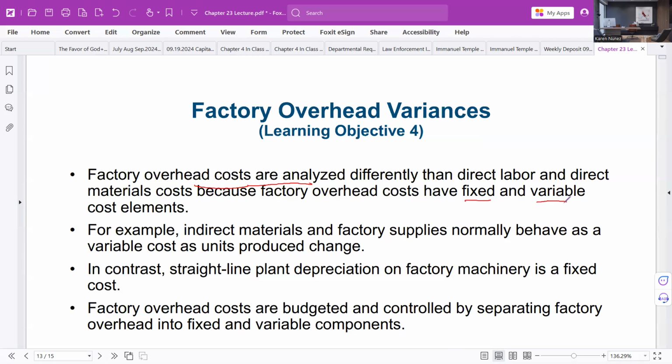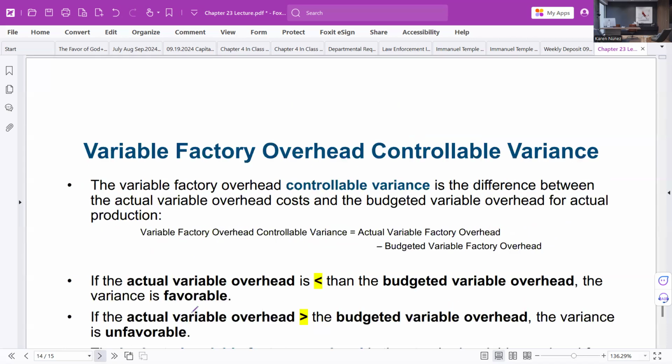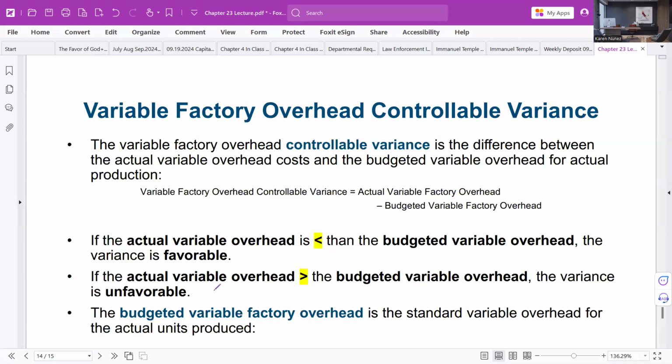So in order to analyze the factory overhead, we need to separate it into a fixed component and a variable component, and then analyze each one separately. The only one that we're going to look at in this chapter is the variable component. That's our focus here, the variable factory overhead controllable variance.